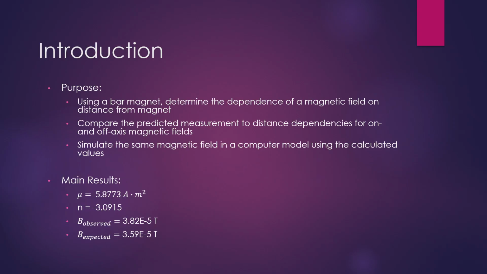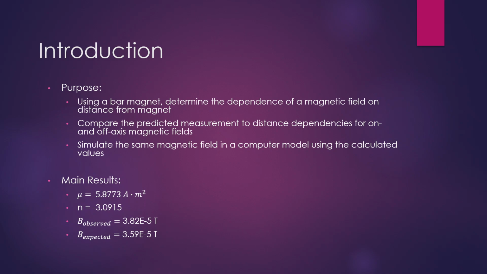So to start off, the main purpose of our lab is to determine the dependency of magnetic fields on their distance from a magnet. To do this, we'll be using a magnet, a magnetometer app that I have on my phone, and a couple of yardsticks I have. Then we're going to be comparing the predicted measurements to the distance dependencies for on and off axis magnetic fields. And lastly, we're going to simulate the magnetic field that we observed in a computer model on GlowScript.